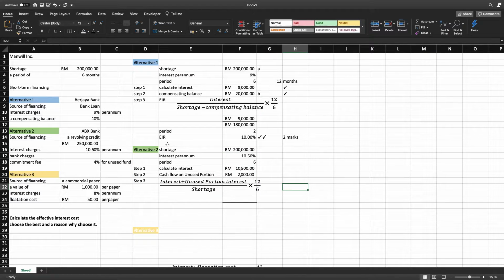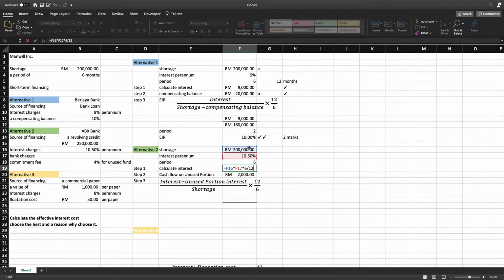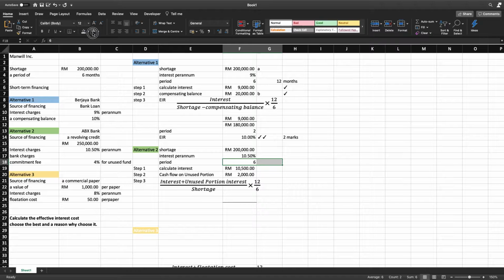As usual, we use shortage 200,000 and interest per annum is 10.5%, and the period is 6 months. So this is already provided. Step 1, calculate the interest. 200,000 multiplied by 10.5%, for a period of 6 over 12 months, so you will get 10,500.